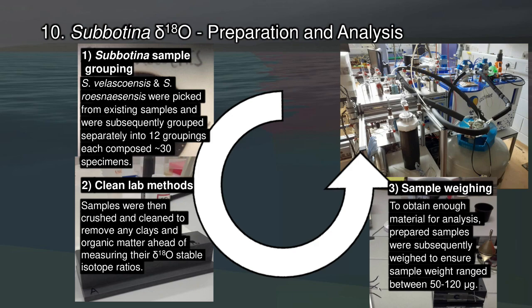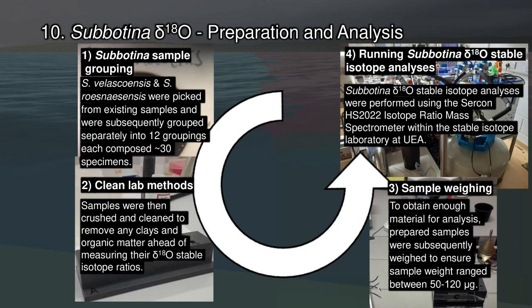We then took it to the scales and measured the amount of material needed, and we were looking for each sample to weigh approximately between 50 and 120 micrograms, more so towards the heavier side. And then we ran these initial Subbotina delta 18O isotope analyses on the mass spectrometer here at UEA.